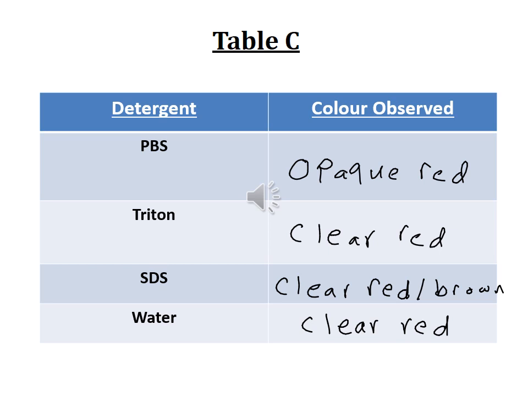Finally, guys, here are the results for the detergent part, the detergent effect, and putting the cells in a hypotonic solution. In PBS, which is the control, pH 7.4, no detergent, an isotonic solution, I got opaque red. Triton, I got clear red. SDS, I got clear red and brownish. And water, which is putting the cells in a hypotonic solution, I got clear red. So again, guys, fill in the rest. Go to the worksheet, lab report, fill in the remaining part of table C, and answer C1.